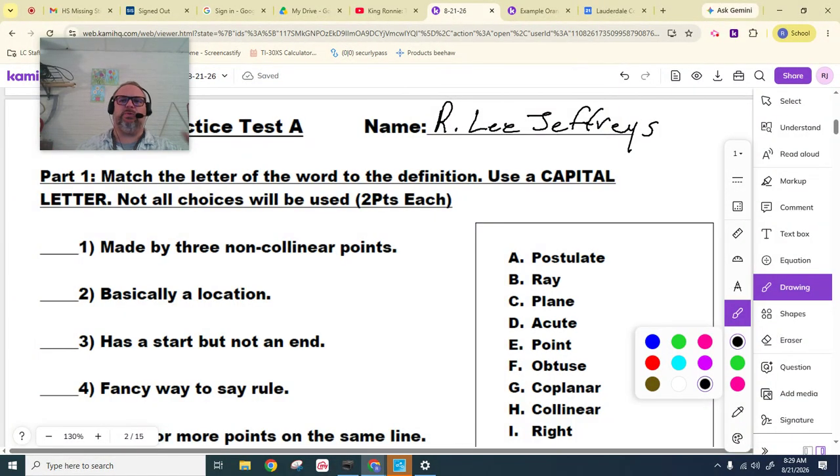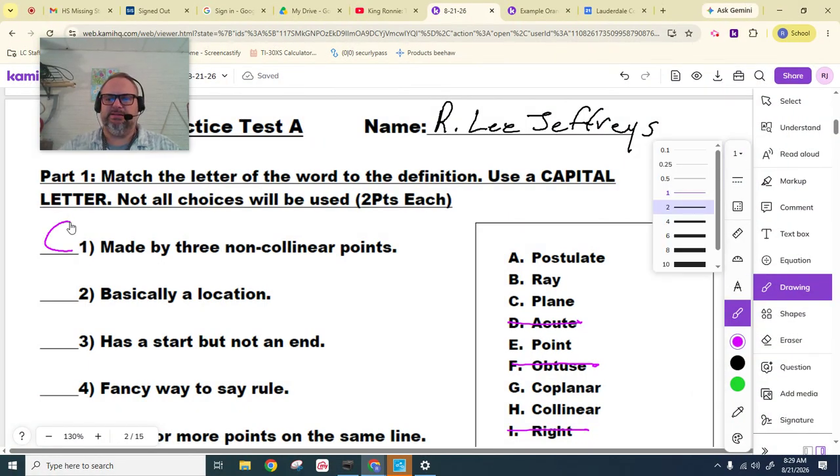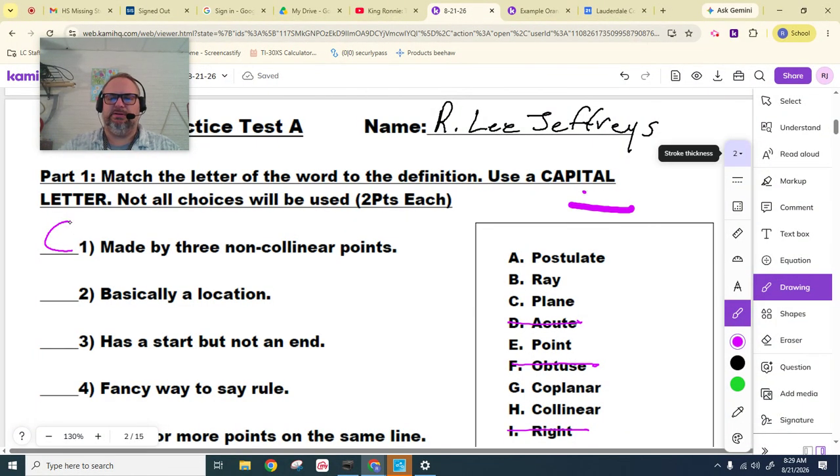So, last year we actually had some angle stuff on this test. All right, so that's an angle, that's an angle, and that's an angle. So that's three things that you can mark out that you're not going to use. All right, made by three non-collinear points. That would be C, a plane. Basically, a location. Point. E.